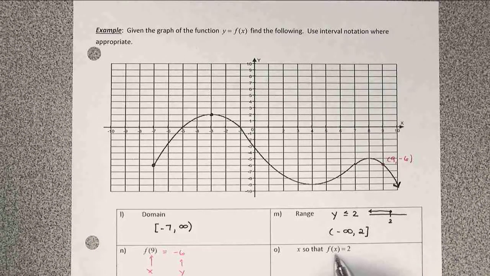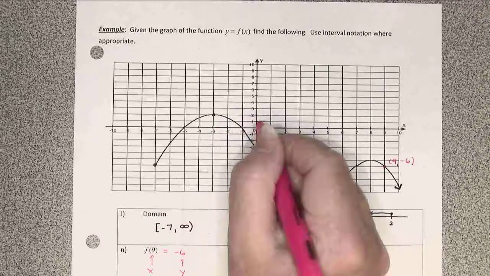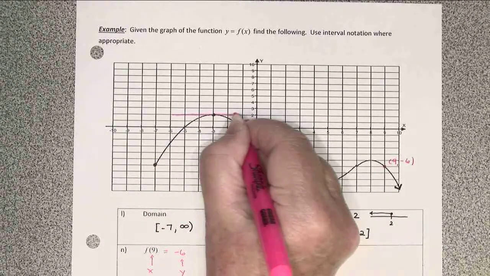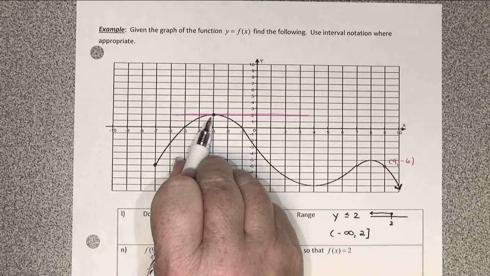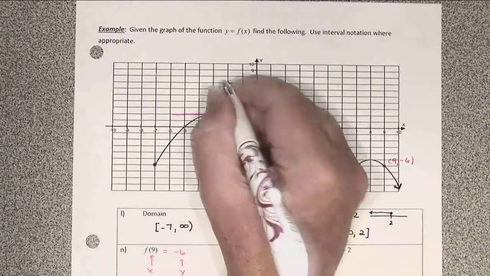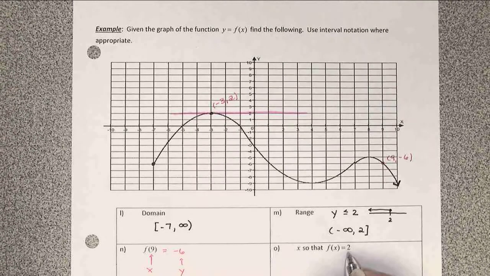In the next one, we would like to know what is x that gives us an f of x of 2, a y value of 2. It is right here. If you think of everything that's at that height, this time there's only one point that actually hits that y value of 2, specifically this point right here when x is -3. So y is 2 when x is -3.